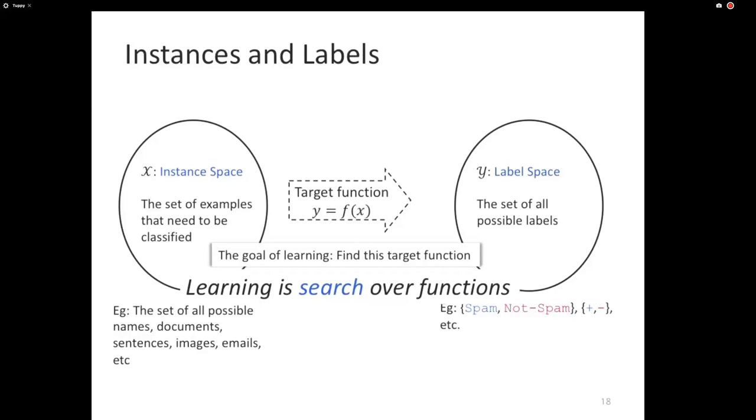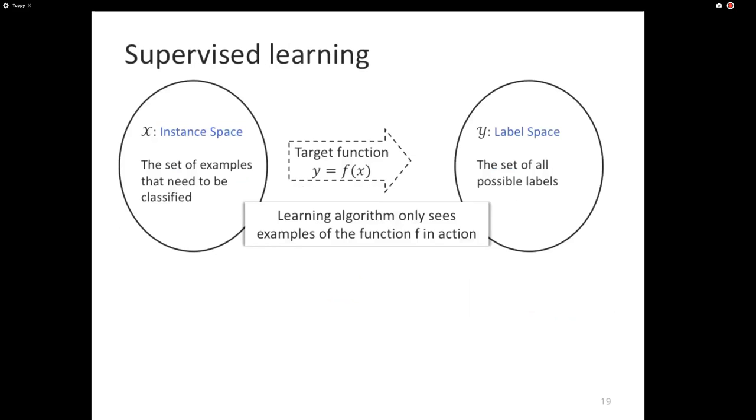There is a question on Zoom. Can there be more than one target function? For now, let's assume that there isn't. There could be in real life, but for now, let's assume that there isn't. However, the learning algorithm in the supervised setting does not actually see the target function. It does not have the target function. It only sees the target function in action on a finite number of examples. So what it sees is called the labeled training set.